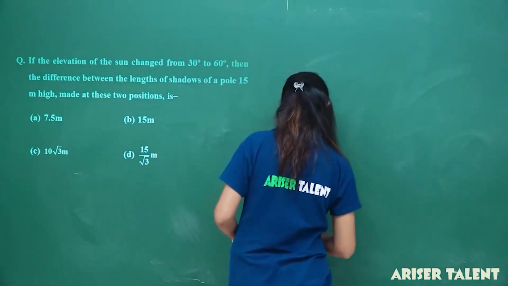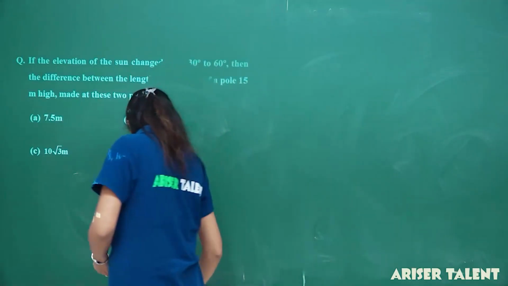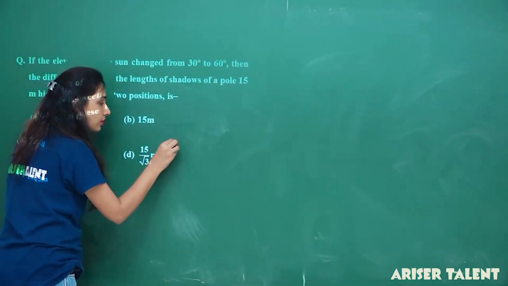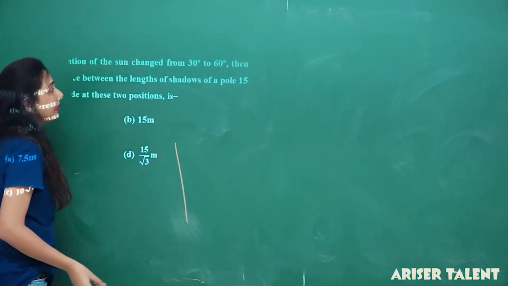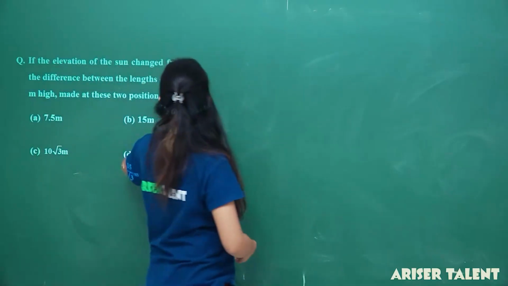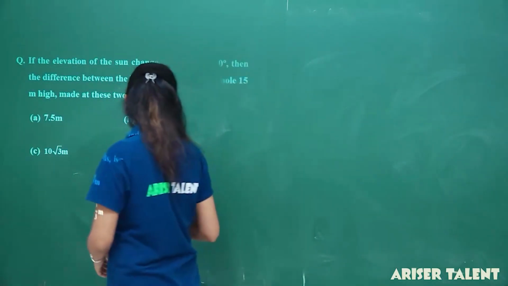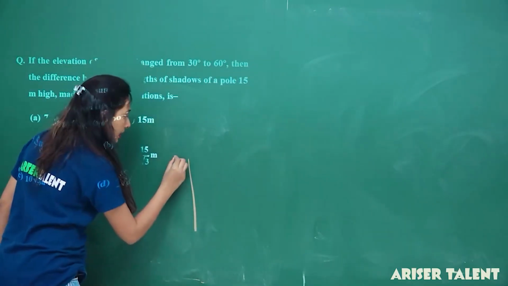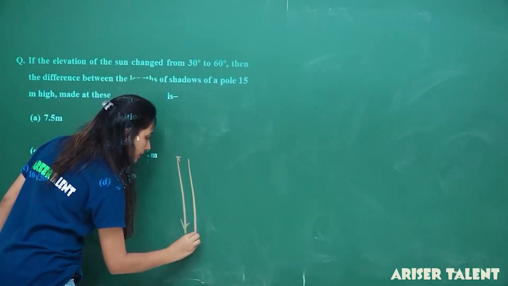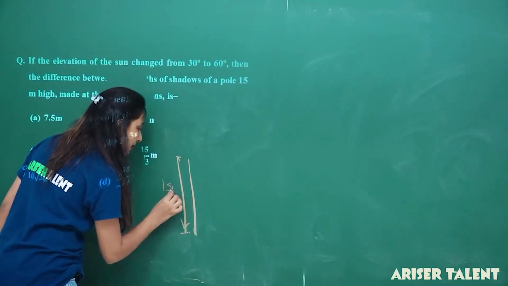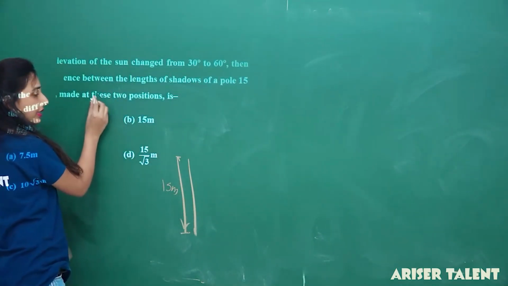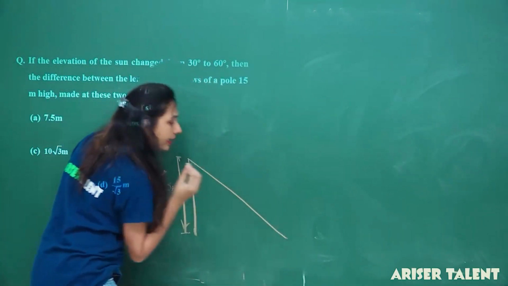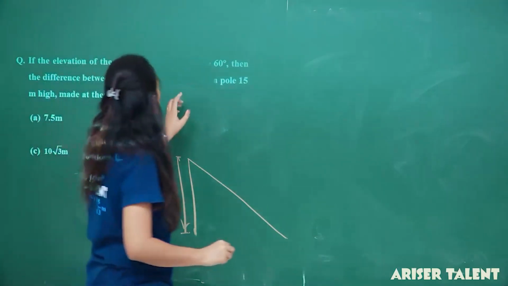You will simply have to draw. I've told you, just draw. In such kind of question, first draw. It's saying that it's a shadow of a pole that is 15 meter high, so it should be straight. This is 15 meter high. Now you're having some sun here, it's passing rays from here, and you're having a shadow here.